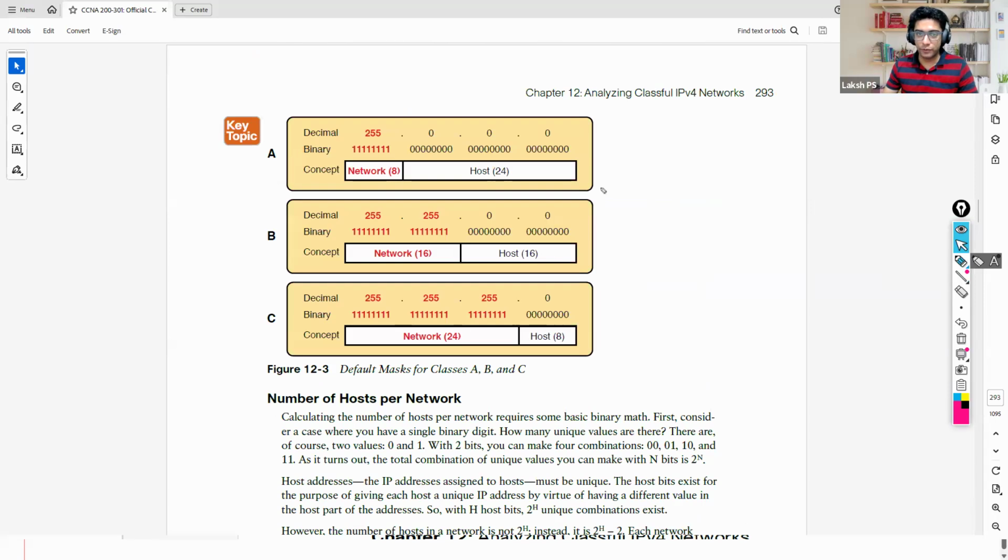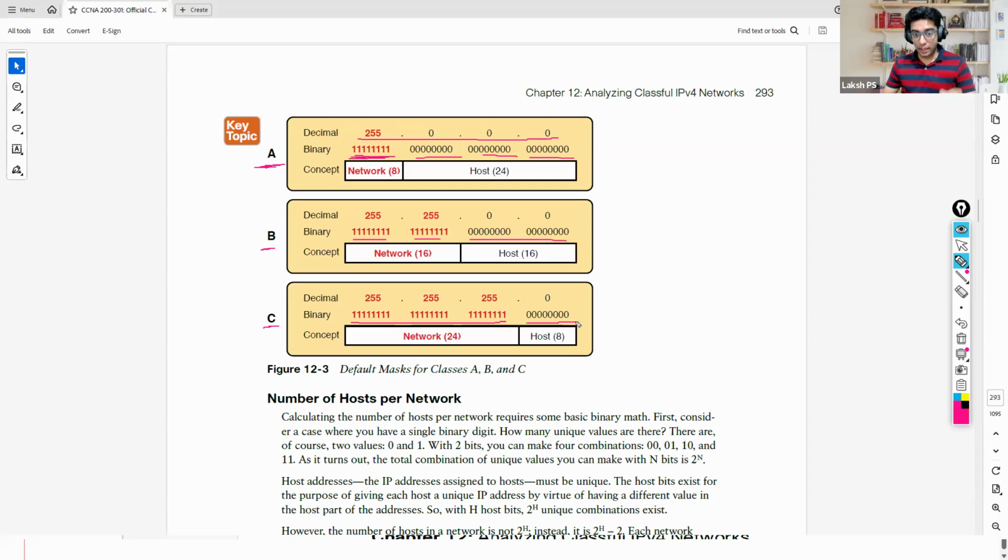So over here, if you see, for a class A IP address, this is the default address mask. If you convert the address mask into binary form, you will see all the ones are together and all the zeros are together. For a class B IP address, all the ones are together, all the zeros are together. Similarly, for a class C, all the ones are together, all the zeros are together.